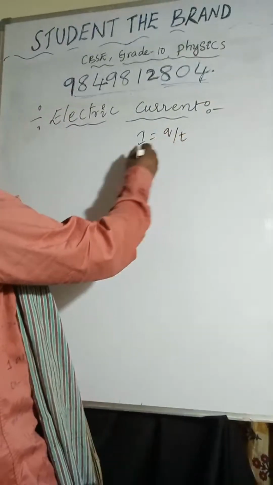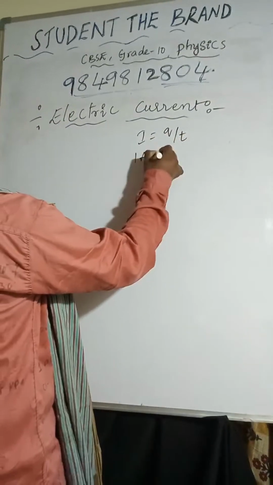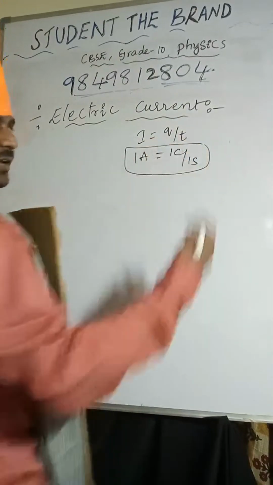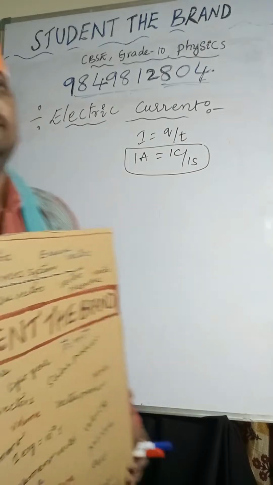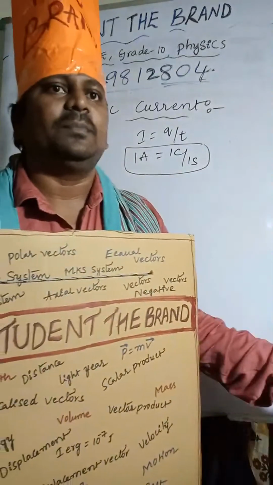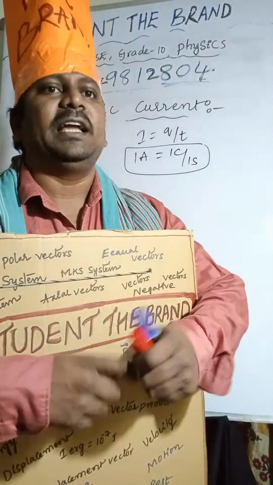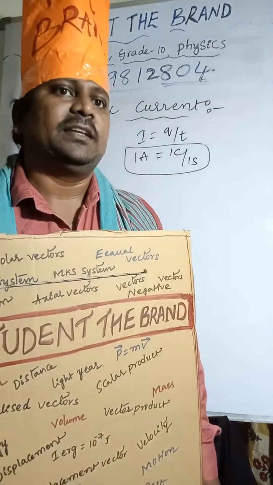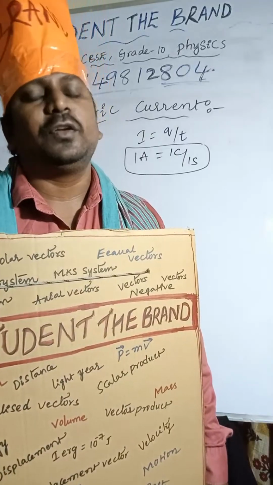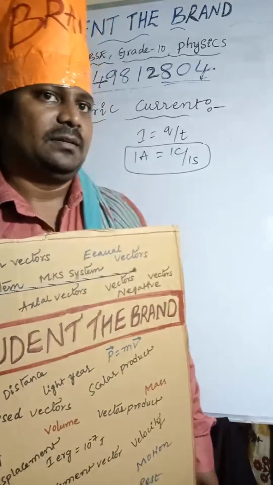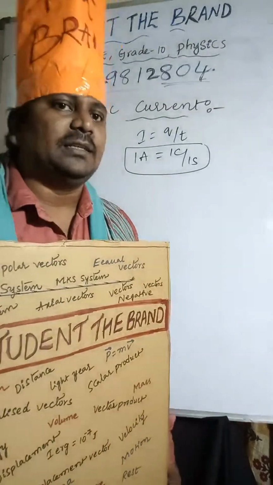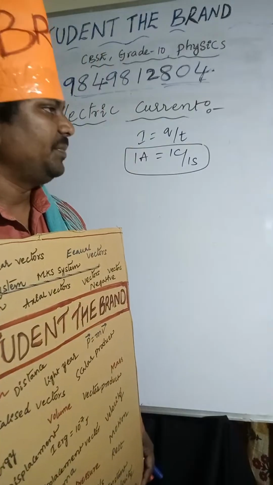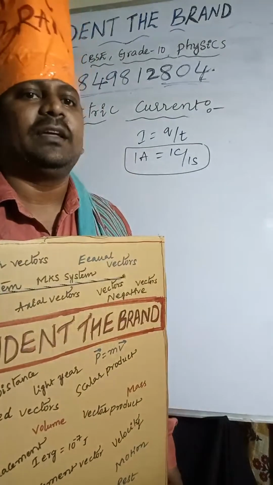So I equal to Q by T. The SI unit of current is ampere, the SI unit of charge is coulomb, and the SI unit of time is second. 1 ampere is defined as 1 coulomb of charge flowing through unit cross section area per second. That is electric current, I equal to Q by T. So electric current is completed.